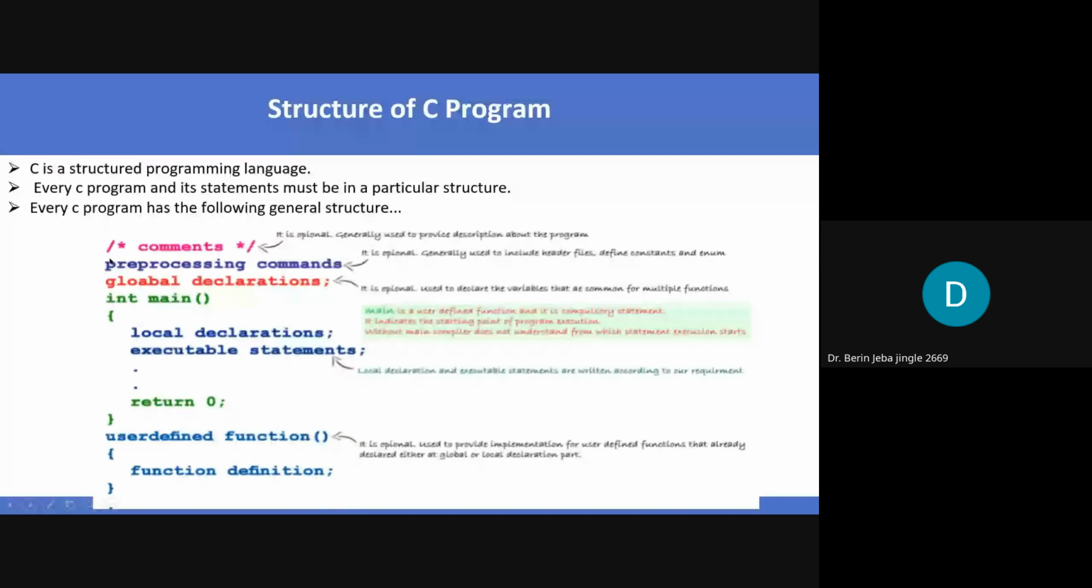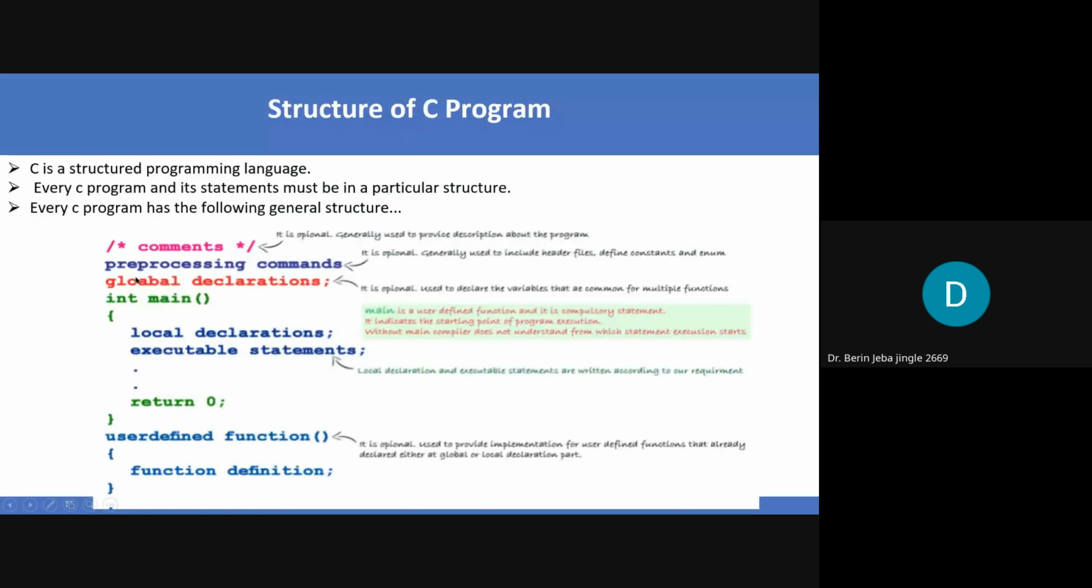Now we can start with the pre-processing commands, the header files. Pre-processing commands are called header files. Headers: hash include, hash define. If we want to define a constant, we can use hash define, a pre-processing command. Then the next one is the global declaration.